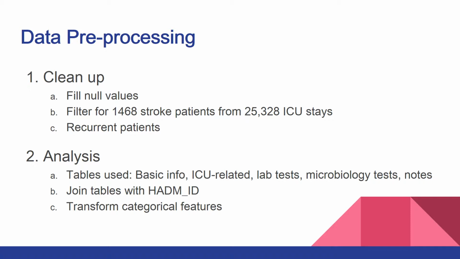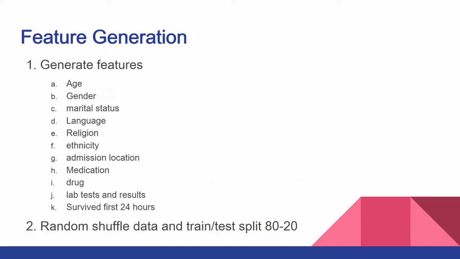We also transformed categorical features into binary ones. For example, marital status may include single, married, divorced, and so on. After conversion, they will become single or not, married or not, divorced or not. So after several iterations, by talking with our mentor, we finally narrowed down to 12 features to generate our final model, including age, gender, marital status, language, religion, ethnicity, and information for the hospital stay. Then we randomly shuffled our data and saved 20% as test data for final evaluation.